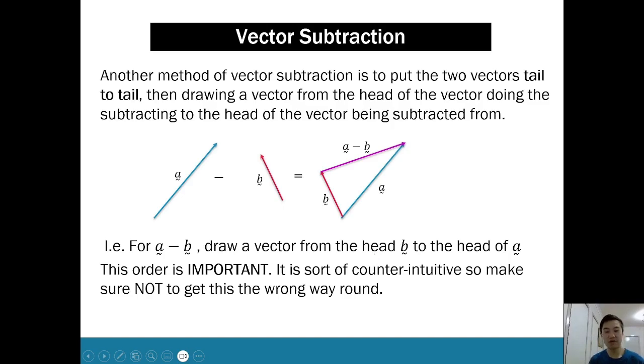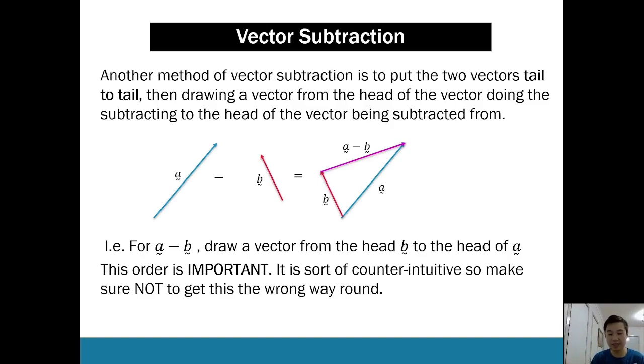Another way of vector subtraction is you can put the two vectors tail to tail, and then you can draw a vector from the head of the vector doing the subtracting to the head of the vector being subtracted from. So in other words, if you're doing A minus B, put the tails together, then draw a vector from the head of B pointing towards the head of A. And this order is really important. Don't draw from A to point to B. That's not going to be right. The order is important. It's kind of counterintuitive, so make sure you don't get it the wrong way around.